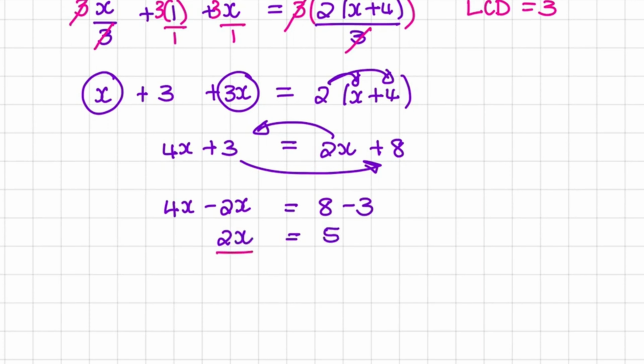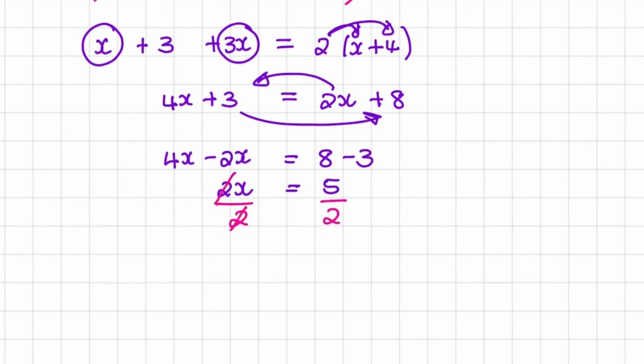And in order to solve for x, I'll divide everywhere by 2. So x would be equal to 5 over 2. Or we can say 2.5.